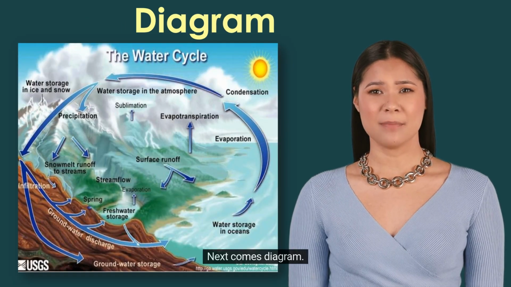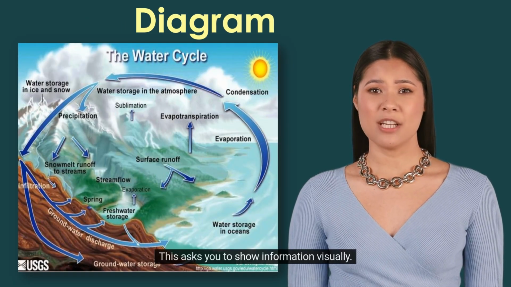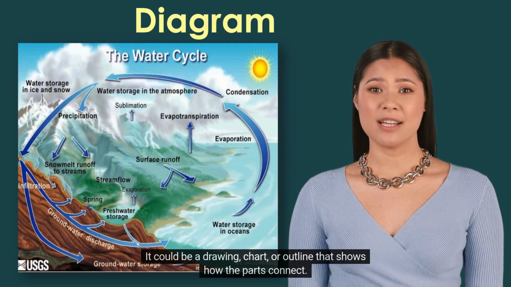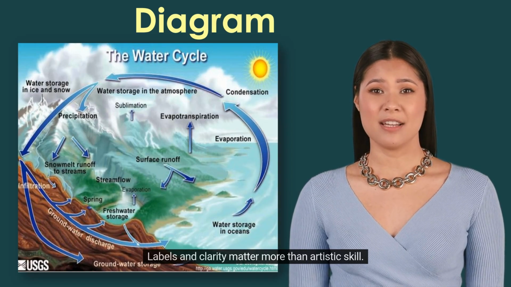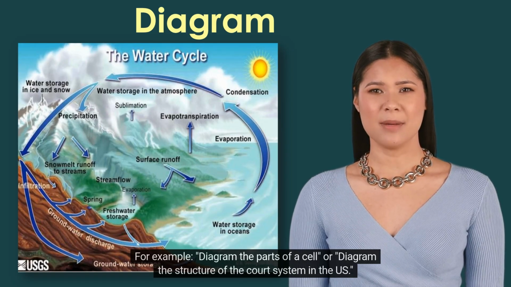Next comes diagram. This asks you to show information visually. It could be a drawing, chart, or outline that shows how the parts connect. Labels and clarity matter more than artistic skill. For example, diagram the parts of a cell, or diagram the structure of the court system in the US.